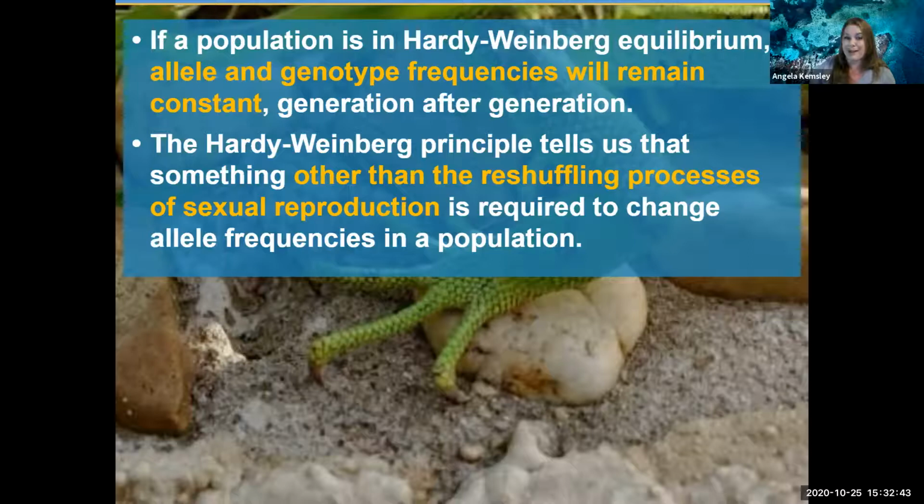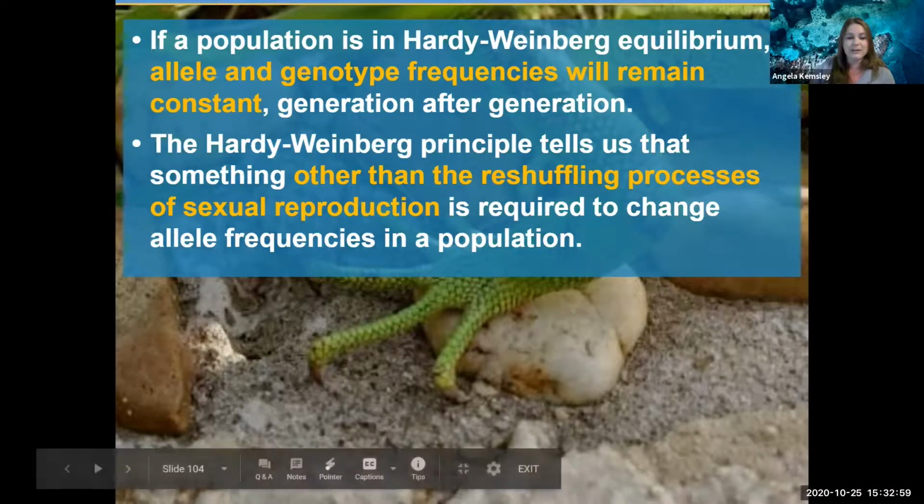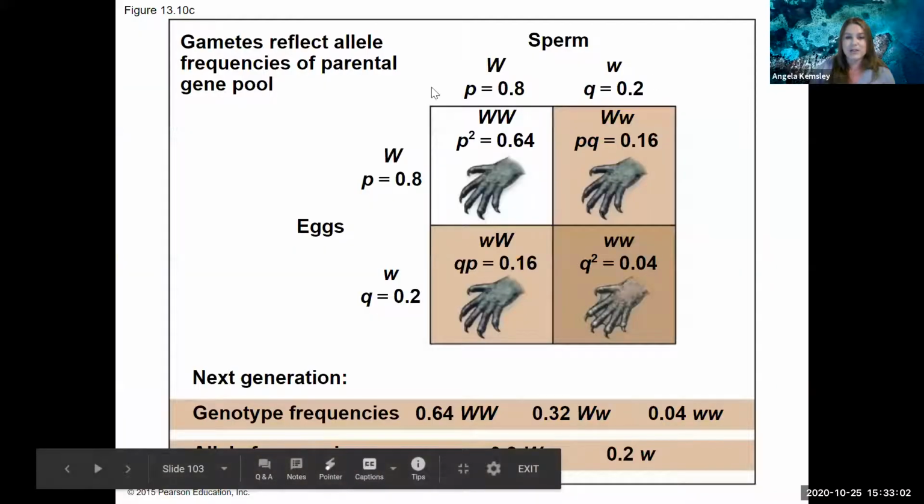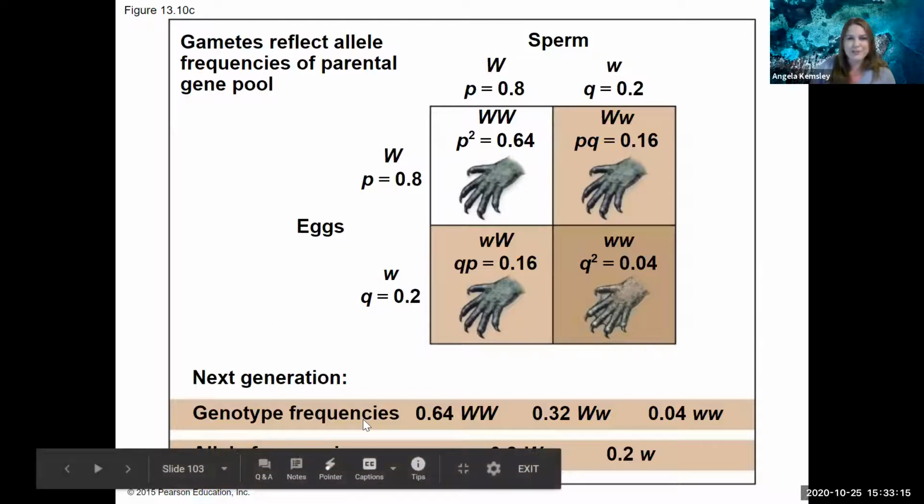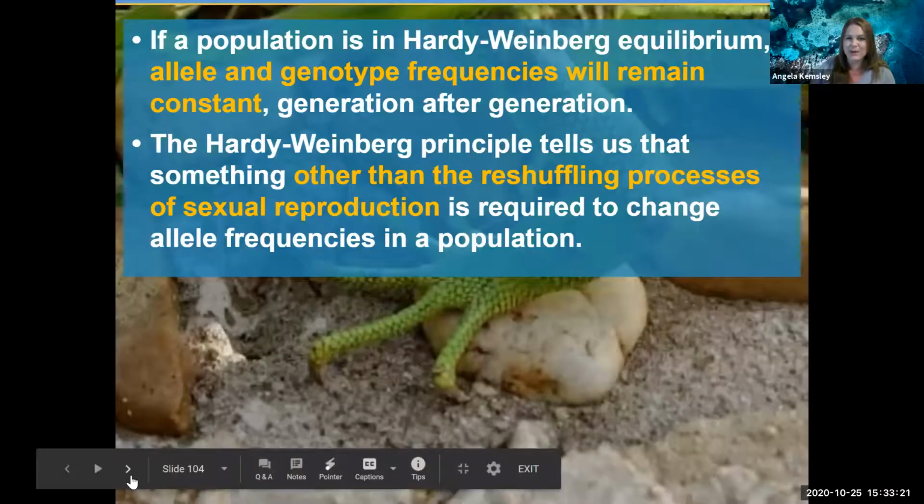But I want you to think about real life and how often populations are actually going to be in Hardy-Weinberg equilibrium. It's not often. So that tells us that there's something other than the reshuffling processes of sexual reproduction that is required to change allele frequencies in a population. Think back to the example we just did: these alleles are shuffling, right? We still have sexual reproduction, crossing over, independent assortment, and we don't know which sperm is going to match with which egg. And our frequencies are still staying the same. So if sexual reproduction is not doing it, there has to be something else at play.